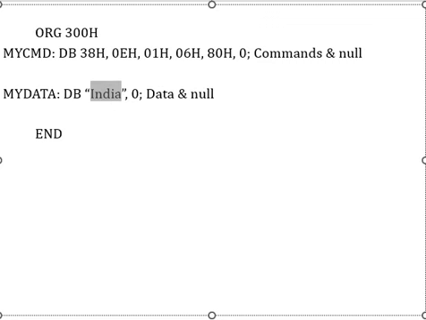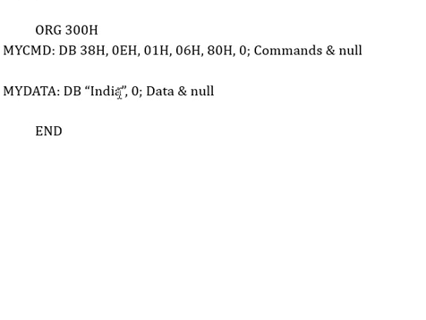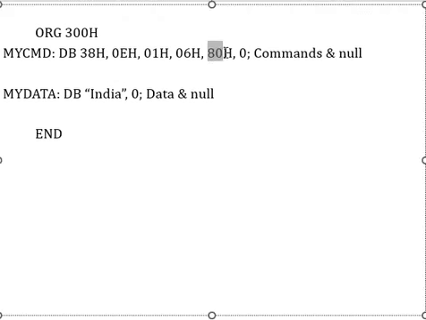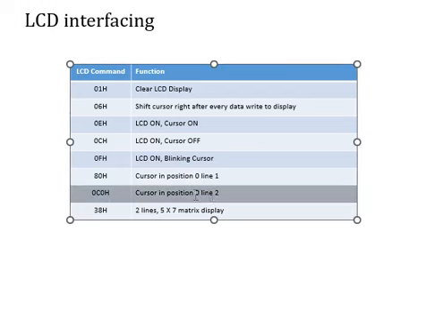And let us say that I am interested to display on the second line. Whenever I am interested to display on the second line, instead of 80 hex, this value should now be C0 hex, that is 0C0 hex, which indicates that you are interested to display on the second line. So like this, the LCD program will work, and thank you.